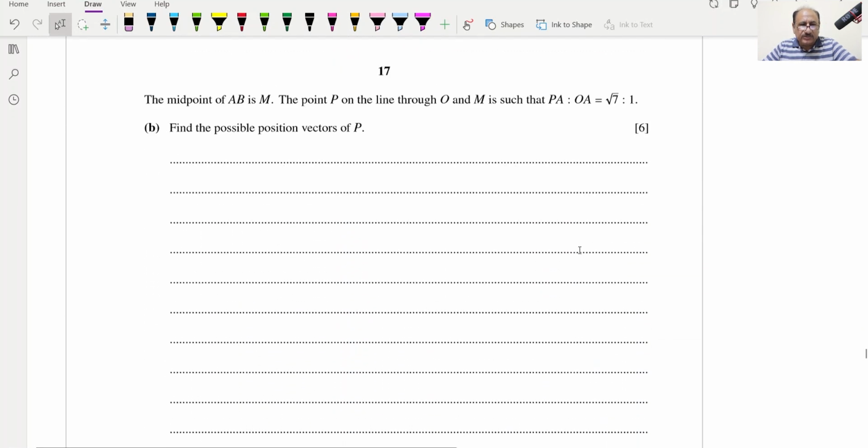B part says the midpoint. This is a little tricky. The midpoint of AB is M, and the point P on the line through O and M is such that PA ratio OA is equal to square root of 7 ratio 1. Find the possible position vectors of P. So this is a 6 marks part.